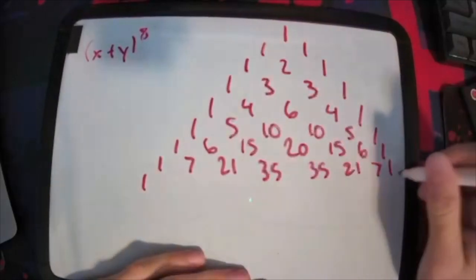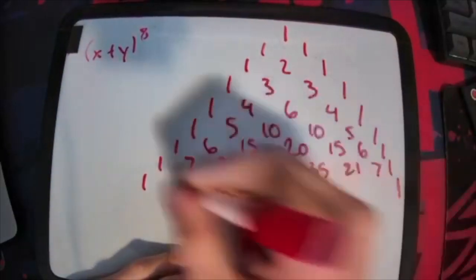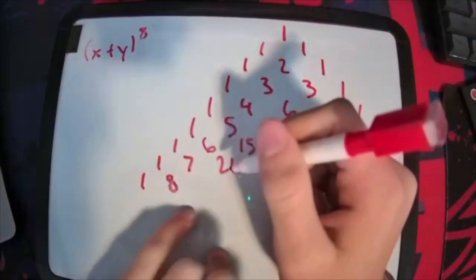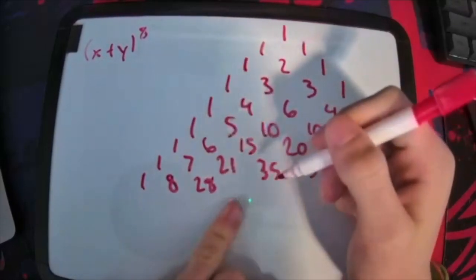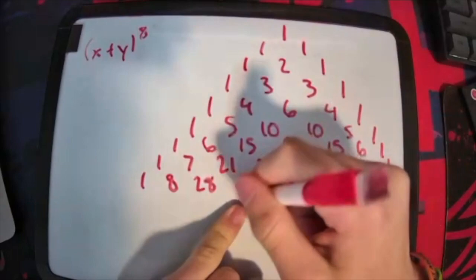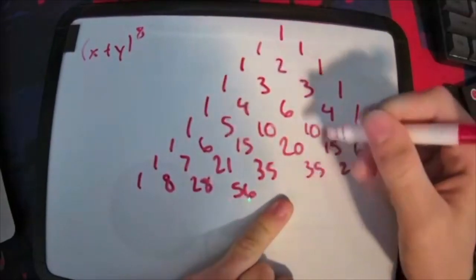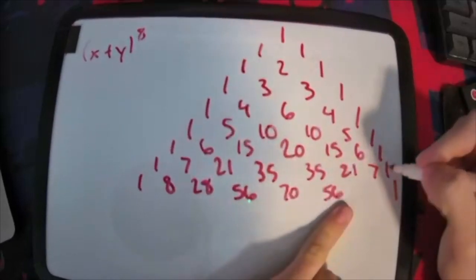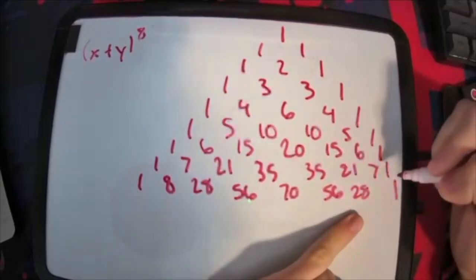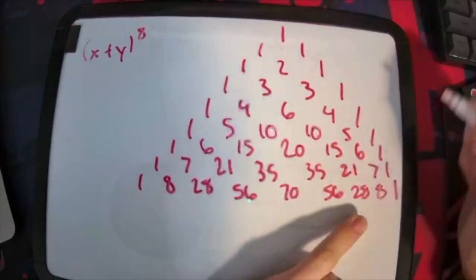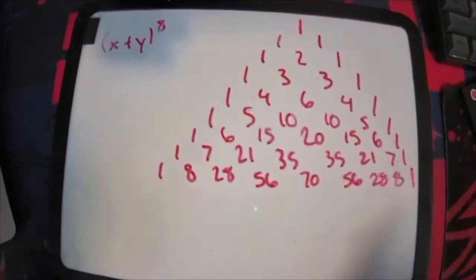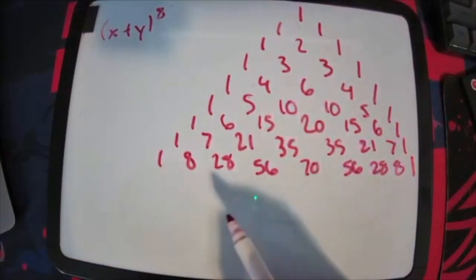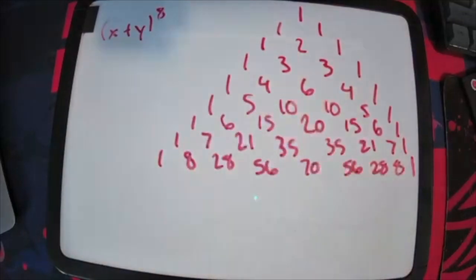Finally, we have the 8th row, which is 1s on the outside. 1 plus 7, which is 8. 7 plus 21, which is 28. 21 plus 35, which is 56. 35 plus 35, which is 70. 35 plus 21, which is 56. 21 plus 7, which is 28. And 7 plus 1, which is 8. That was a process, I must say. But now we know all the coefficients for x plus y to the 8th.